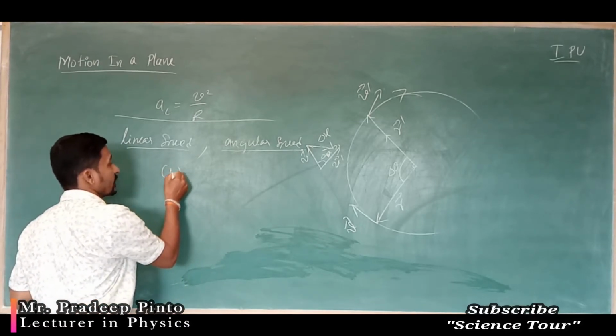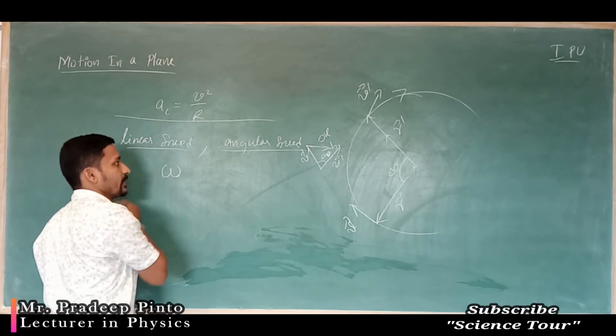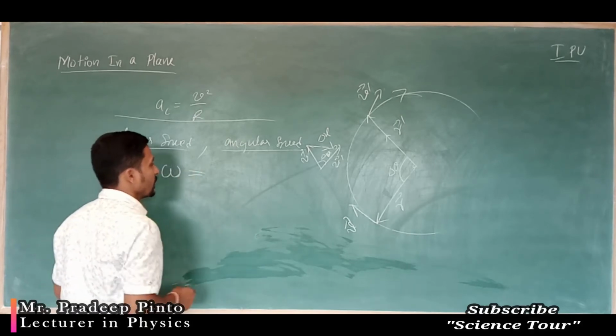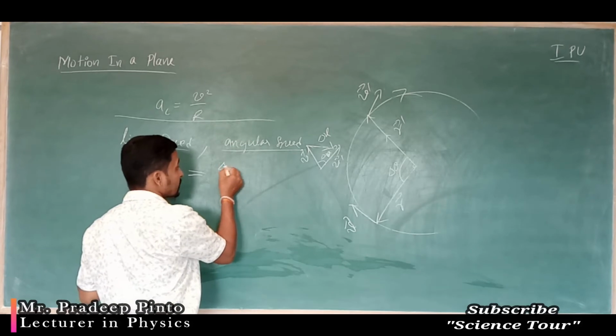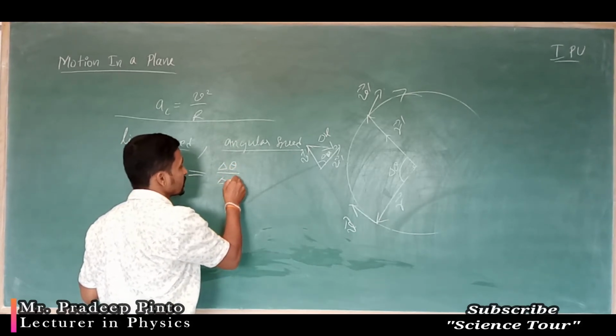Don't ask what this is. This is a notation, the Greek letter omega. Omega we are going to call it. So what is that omega? Omega is the rate of change of angle with respect to time.